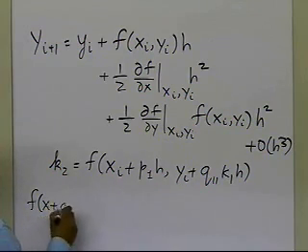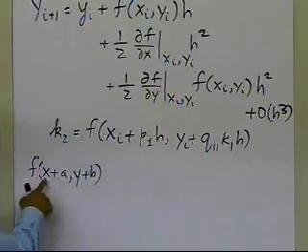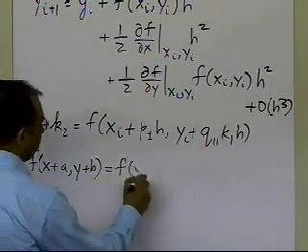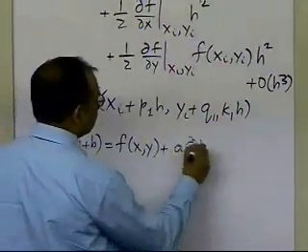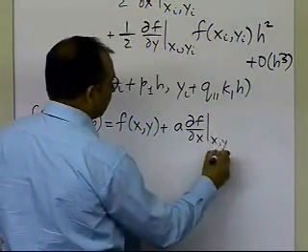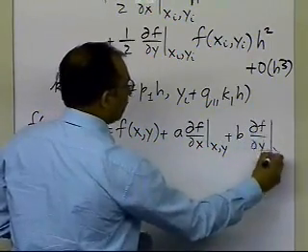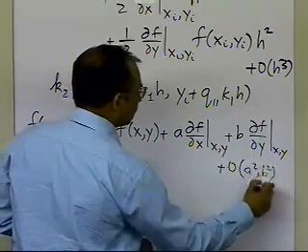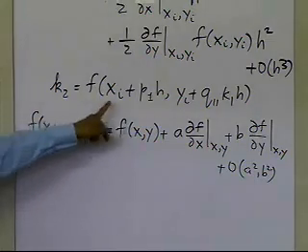So if I have a Taylor series where I want to calculate the value of the function at some point which is a ahead of x and b ahead of y, the first three terms of the Taylor series are given as this: f of x comma y, plus a times del f by del x calculated at x comma y, plus b times del f by del y calculated at x comma y, plus the order of a squared, b squared terms will be left over. So that's what's going to happen when I expand this.